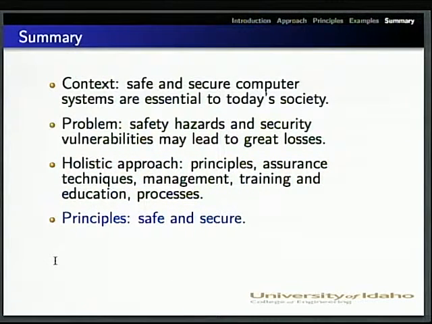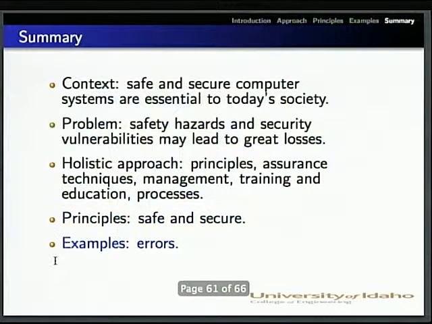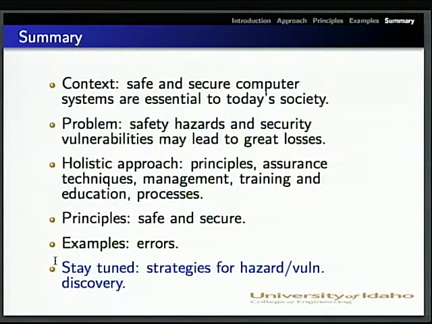I showed you two sets of guiding principles, those that were developed for secure systems and those that were developed for safe systems, though you could use them interchangeably. And then I also showed you two examples of errors. So stay tuned, because in future IGEM seminars we'll try to show you what techniques you can use to discover these vulnerabilities, so you prevent them from becoming errors that lead to great losses.